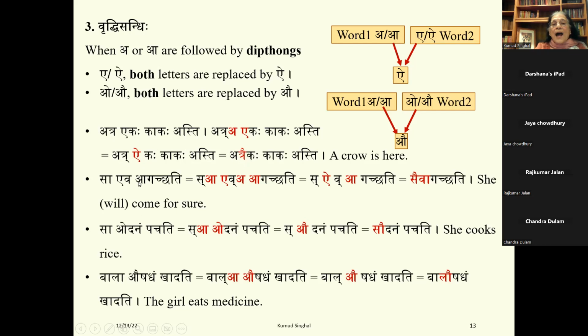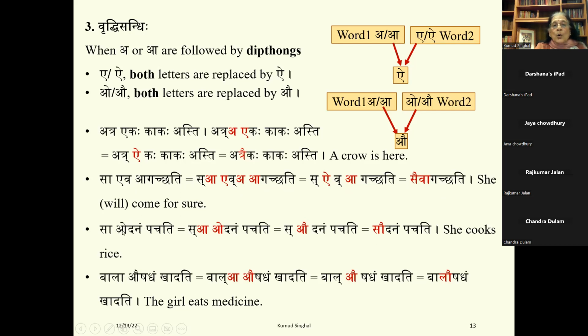Sa eva agachati. Sa, she. Eva will sure, she will sure come, or she will come for sure. Now sa ends in a, and eva starts with a. So again, a and a, dissimilar vowels, and a is a diphthong. So they both will be replaced by ai. And here, eva ends in a, and agachati begins with a, so there will be a dirgha sandhi here. So sa, ai, va, a will be saiva, saiva gachati. So there are two sandhis here.